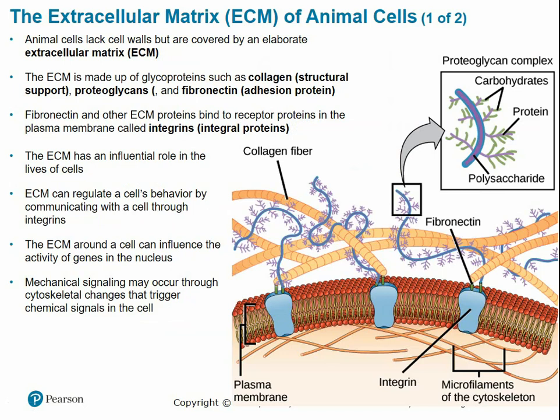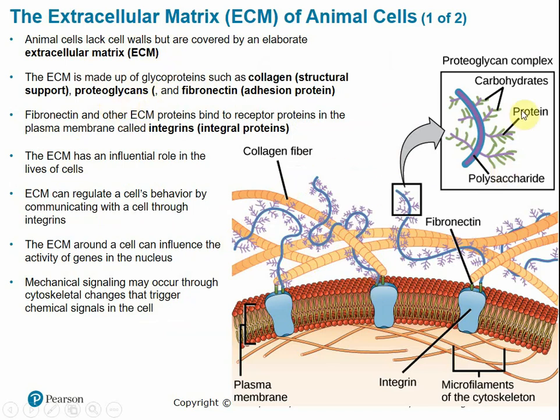So we said animal cells do not have a cell wall, but they do have an elaborate extracellular matrix. So extracellular just means outside the cell. So instead of having a cell wall, we can have different protein fibers, like collagen, which would provide some structural support to the outer surface of the cell.